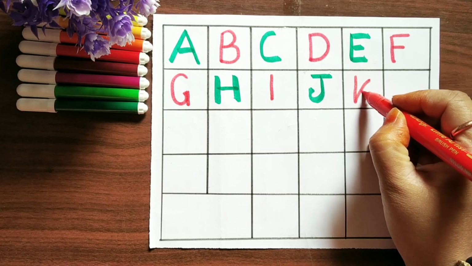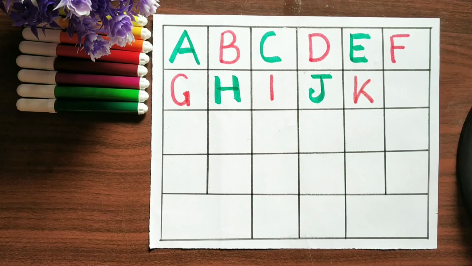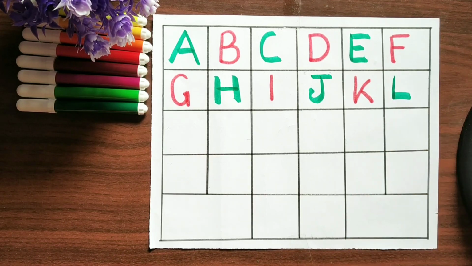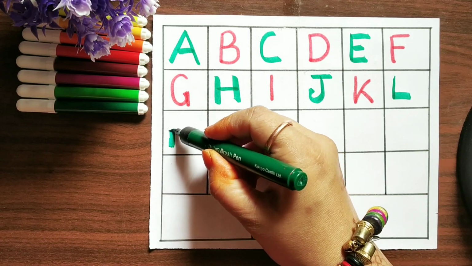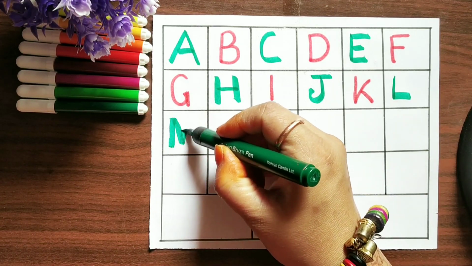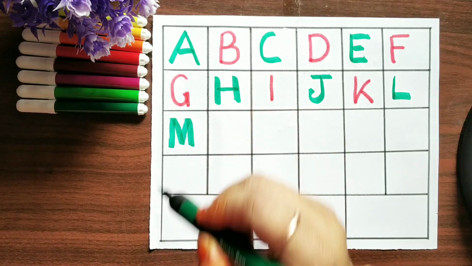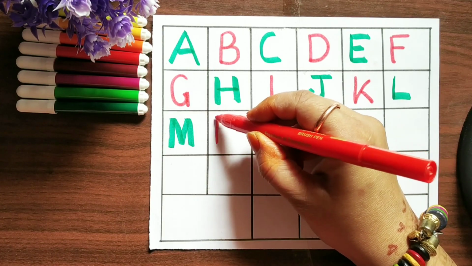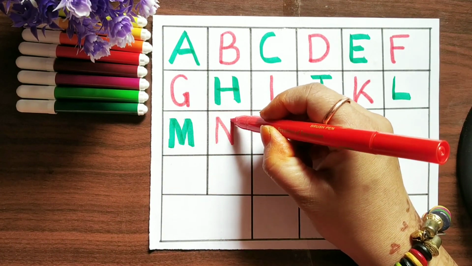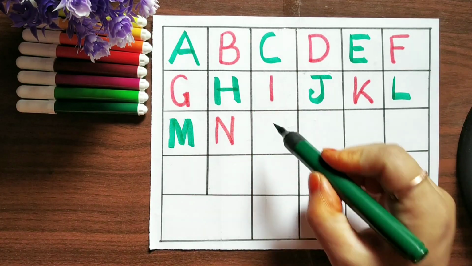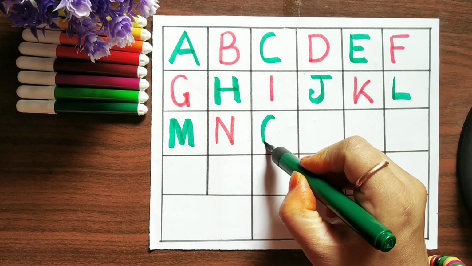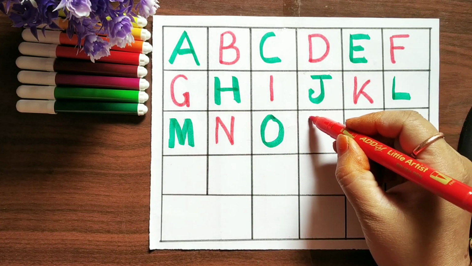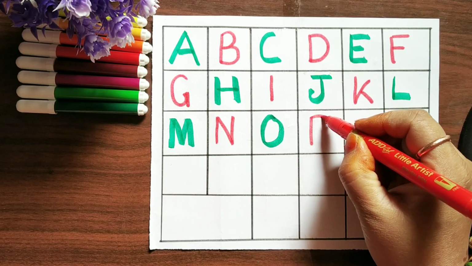Red color, K. K for kangaroo. K for kangaroo. Green color, L. L for lamp. L for lamp. Green color, M. M for moon. M for moon. Red color, N. N for nest. N for nest. Green color, O. O for onion. O for onion. Red color, P. P for panda.